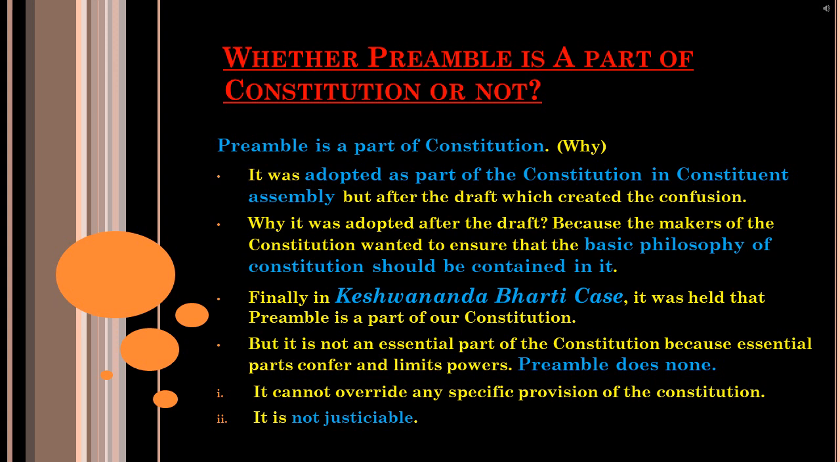Now we'll see whether it is an essential part of the constitution or not. Let me tell you that preamble is a valid part of our constitution, but it is not an essential part of the constitution. Why is it not the essential part? Because it cannot override any specific provision of the constitution, which means that no part of our preamble is above any provision that is provided in the constitution. Neither is it justiciable, which means that you cannot move to the court to enforce any part of the preamble, right? Which is why it is not an essential part, because it does not confer or limit any powers.